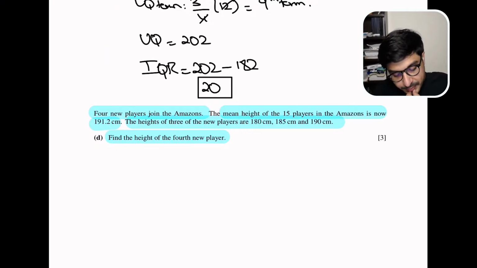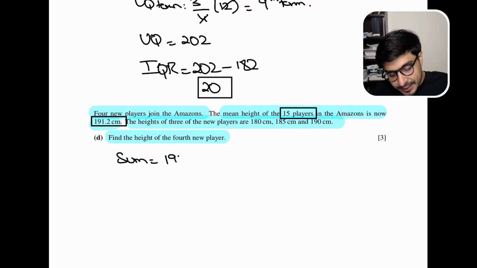Okay, so if the mean height of the 15 players is 191.2, so what is going to be the sum? If we need to figure out the sum of these 15 players, it's going to be 191.2 multiplied by 15. It is going to be what? 191.2 multiplied by 15 is going to be 2868, right?